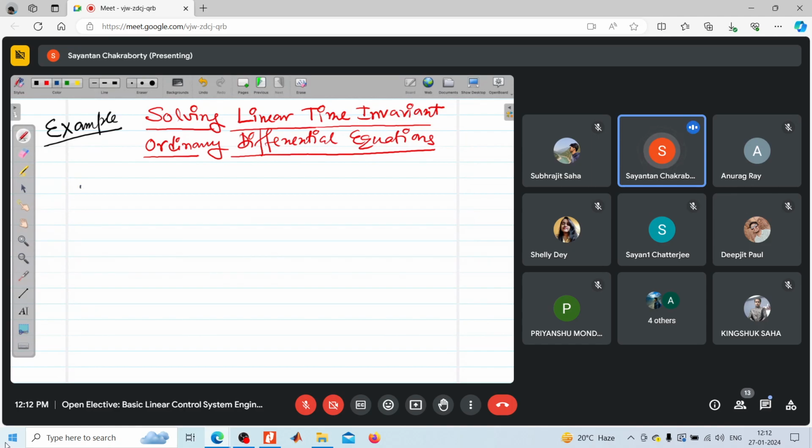So let us take an example: x double dot t plus 3 x dot t plus 2 x t equal to 0. If we just mention this as a differential equation, this is not the complete information. So you also have to specify the initial conditions, which are the boundary value conditions of this, where a and b are some constants.